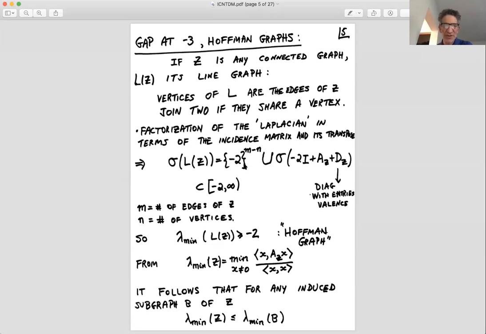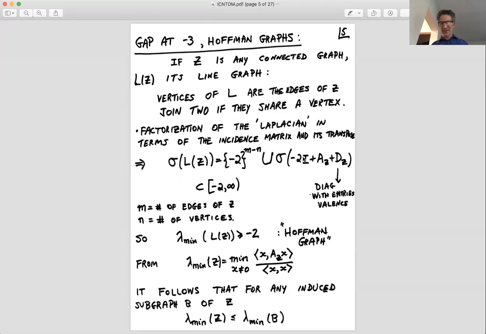the number of edges minus the number of vertices, together with the spectrum of the following operator: minus twice identity, plus adjacency, plus the diagonal matrix of the original graph, where the diagonal matrix has entries which are the degrees of the vertices down the diagonal. So there's a very clean relation, which we'll be using, between the spectrum of a line graph and the spectrum of the original graph Z.